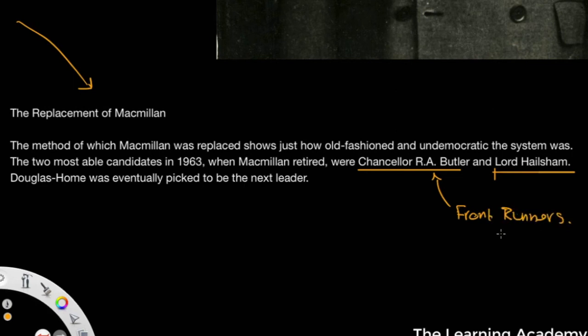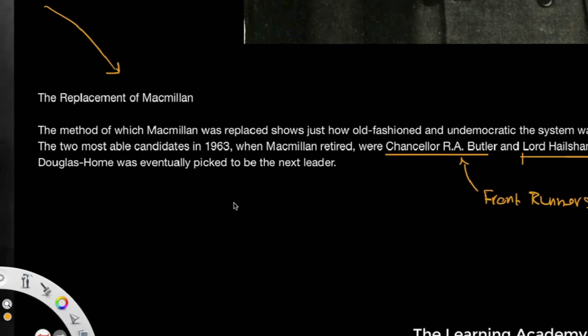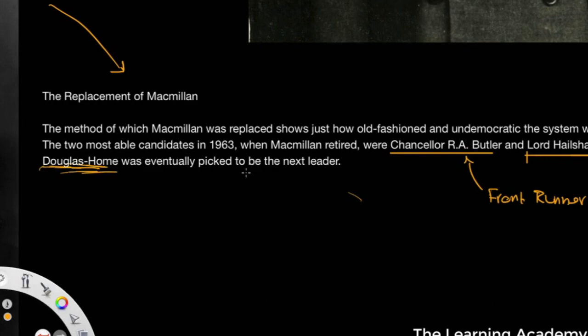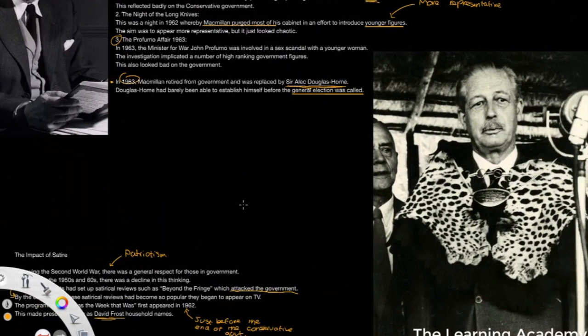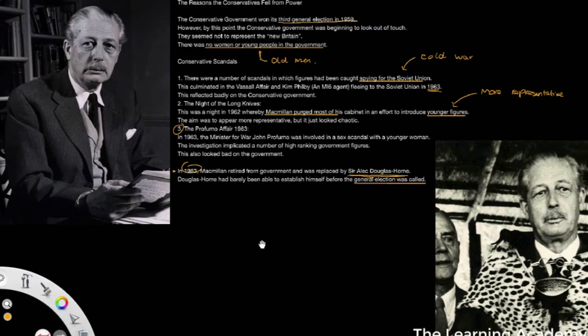However, in an undemocratic, old-fashioned procedure, Douglas Home, who wasn't really seen as a popular candidate, was picked to be the next leader. And as we've already talked about, Douglas Home was not in power long enough to establish himself and really put a stamp on his legacy as Prime Minister before the Conservatives were replaced with a Labour government.